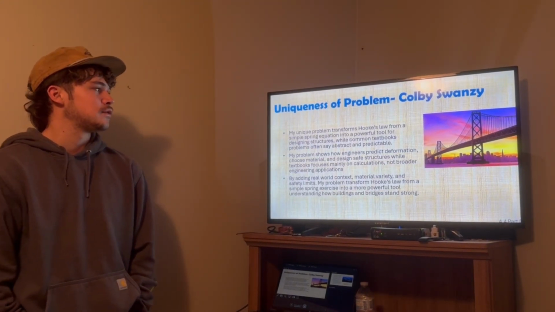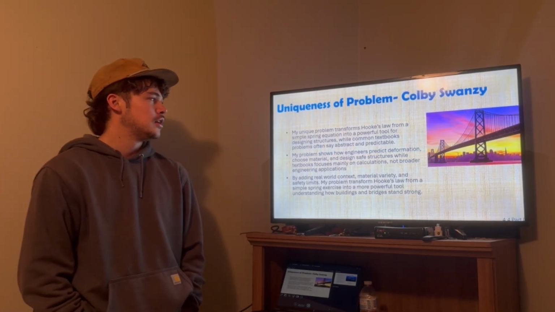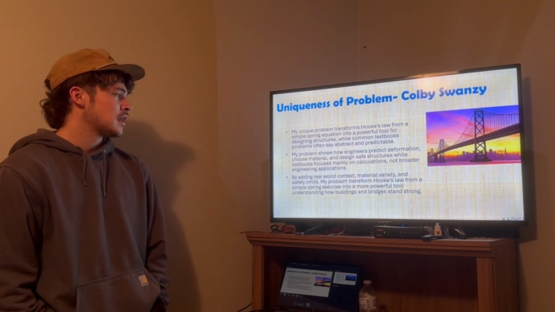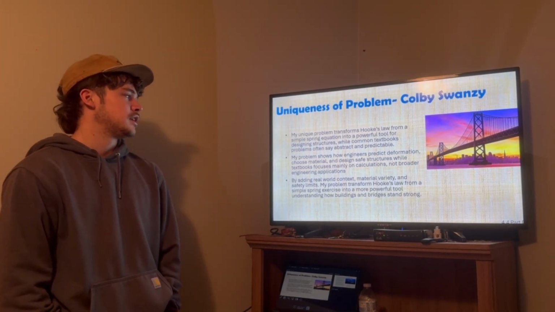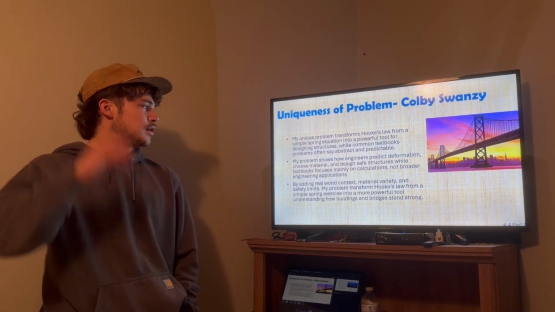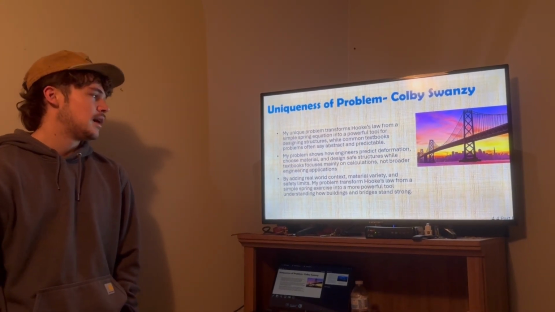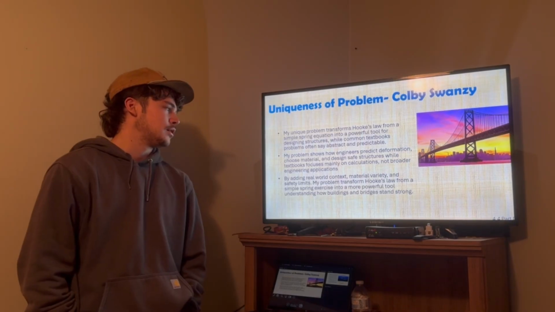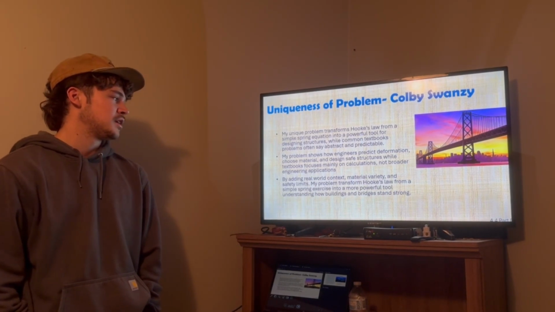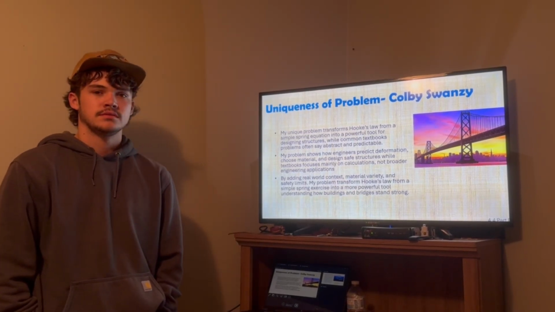My unique problem transforms Hooke's law from a simple spring equation into a powerful tool for designing structures, while common textbook problems often stay abstract and predictable. My problem shows how engineers predict deformation, choose materials, and design safe structures, while textbooks focus mainly on calculations, not broader engineering applications. By adding real-world context, material variety, and safety limits, my problem transforms Hooke's law from a simple spring exercise into a more powerful tool for understanding how buildings and bridges stand strong.